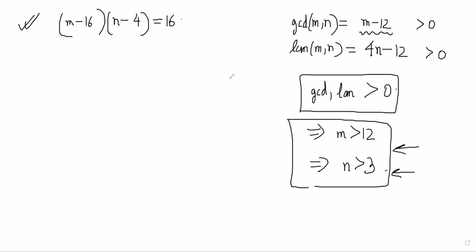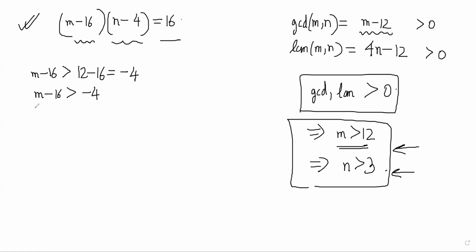So now it's about solving this equation. Think about this now, how to get product equals 16. Because m is greater than 12, we know that m minus 16 is greater than 12 minus 16, which is equal to minus 4. So we have m minus 16 is greater than minus 4. Since we have to use integers only, we can say m minus 16 is greater than or equal to minus 3.